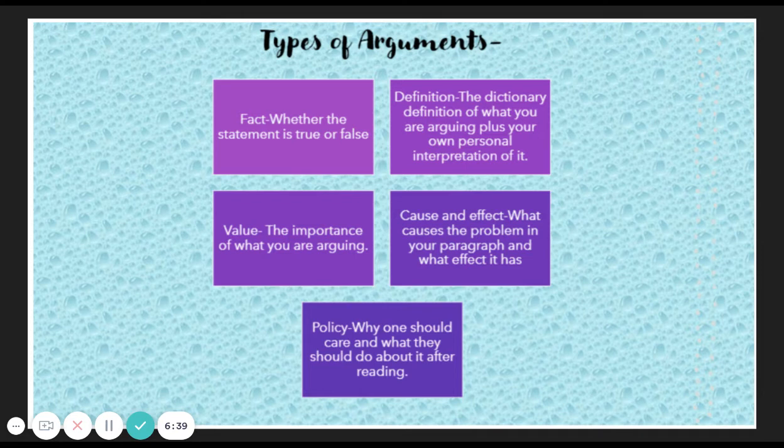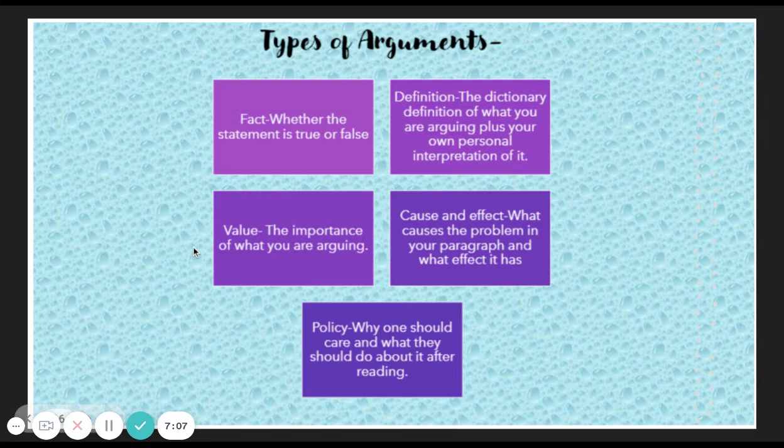These are the different types of arguments that an author can use to organize their argumentative paragraph. They can use a fact, whether or not a statement is true or false. They give facts in their writing. They can use a definition. They can give the dictionary definition of what something means and add their own personal interpretation to it, letting you know that that's what it means. For example, justice is freedom for everyone.